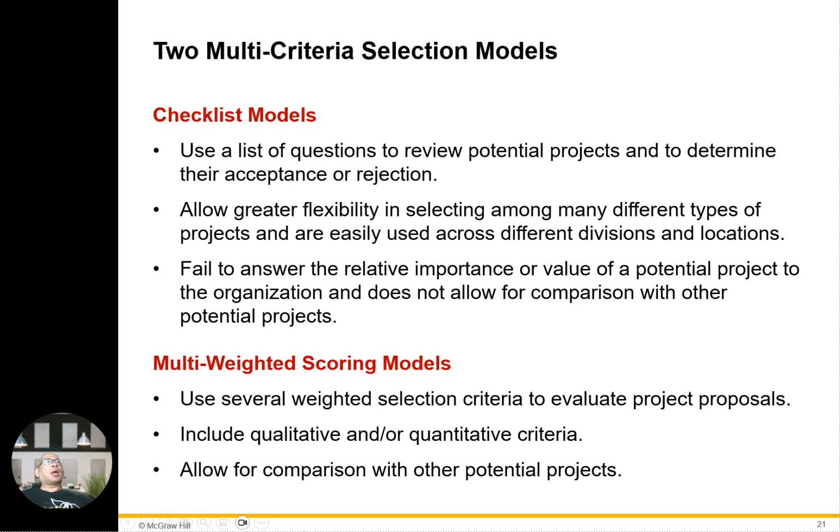Okay. There are two multi-criteria selection models, such as checklist models. They use a list of questions to review a potential project and either accept or reject, and allow greater flexibility in selection of different types of projects. Checklists fail to answer the relative importance or value of potential projects to organizations. Okay. The multi-weighted scoring model uses several weighted selection criteria, includes qualitative or quantitative criteria, and allows for comparison with other potential projects.